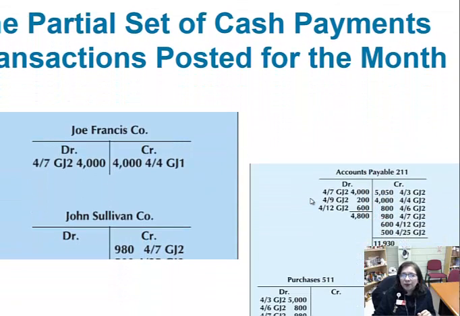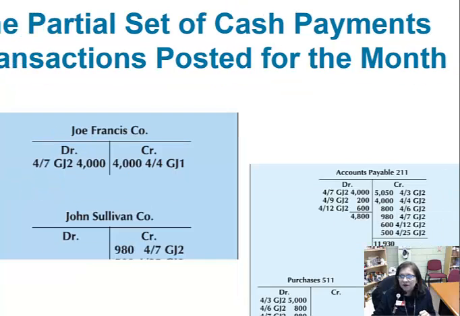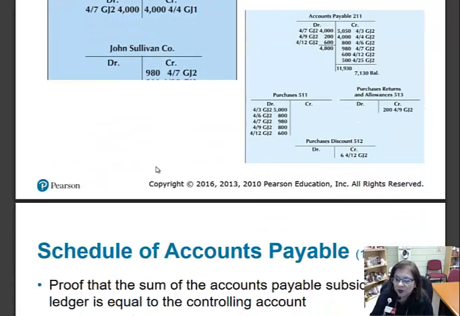When we do a partial set of cash payments for the month, let me bring this back down so you can see it, sorry. What we're doing then, of course, is showing just that one portion of what we did. But we're still showing it again in the accounts payable controlling, and then again for each of the subsidiary accounts payable.